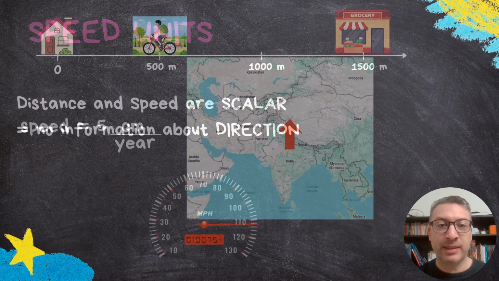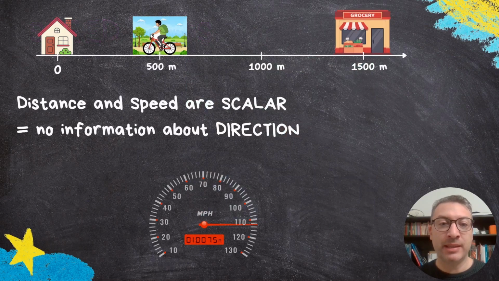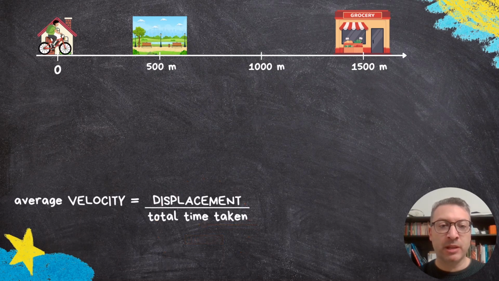We can say then that distance and speed are scalar, in the sense that no information is given about the direction. The speedometer in your car, in fact, does not know which way you're traveling. Direction is needed instead to calculate average velocity, because that is displacement divided by total time taken. To define displacement, we have to consider the motion and its direction.